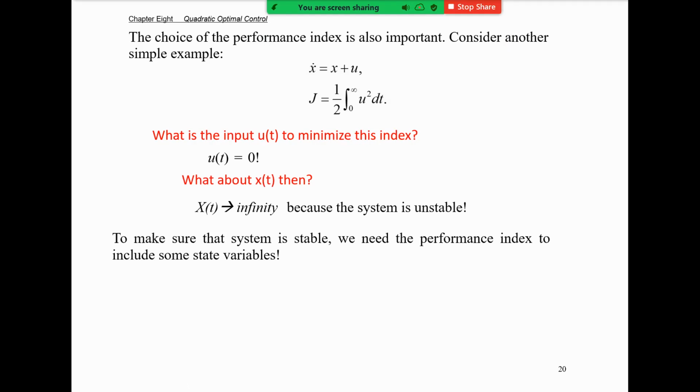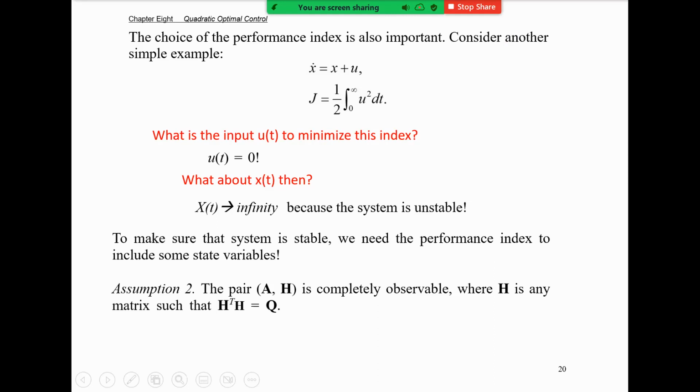You minimize the cost function, but the system becomes unstable. That is not what you want. To make sure that the system is stable, we need the performance index to be chosen properly. The problem with this performance index is that it does not contain any signal related to the state variable. So the performance index has to contain some information about the state. That comes to the second assumption. We put this condition: the pair A, H is completely observable.